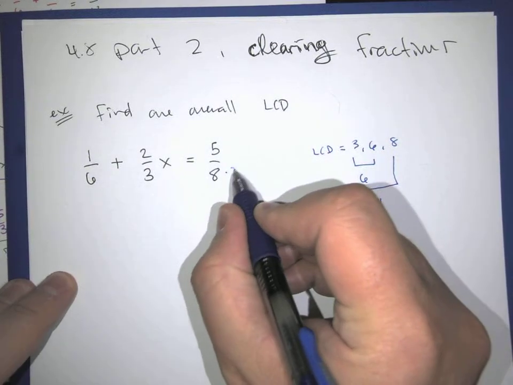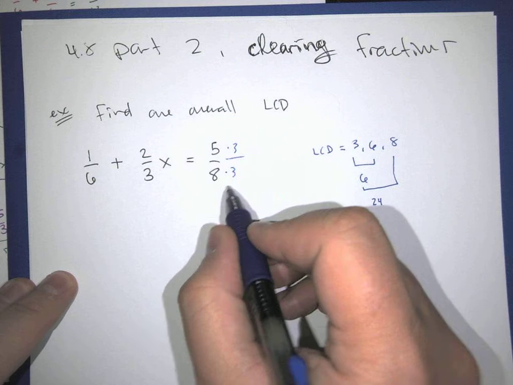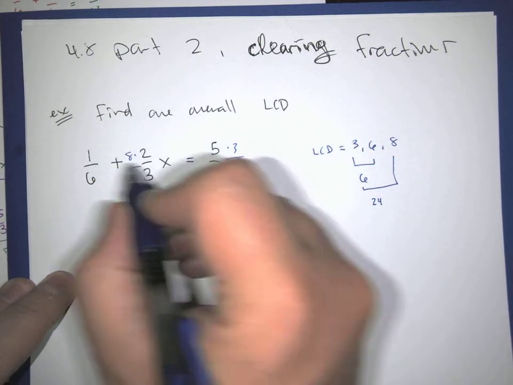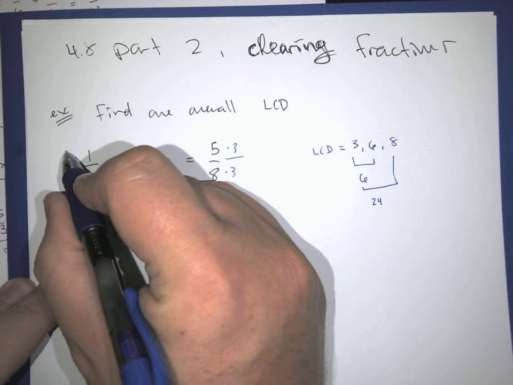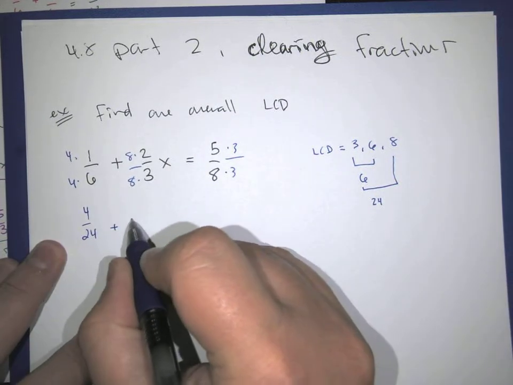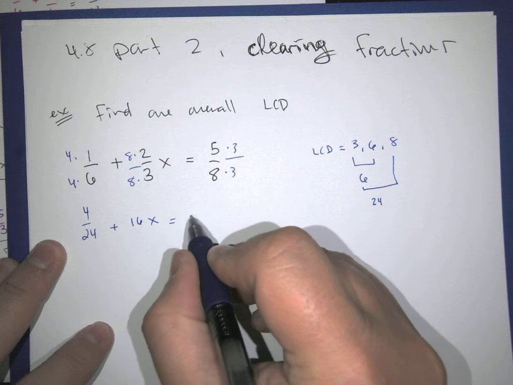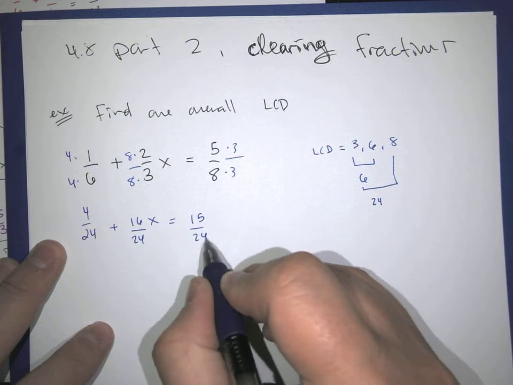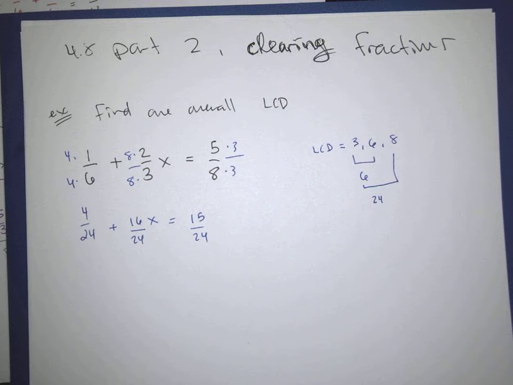So let's call this, right, 5/8. We'll do times 3 and times 3. 2/3 we'll do times 8 and times 8, and then 1/6 will be times 4 and 4. So this is really 4 over 24 plus 16x over 24 equals 15 over 24. I'm getting ahead of myself a little bit.